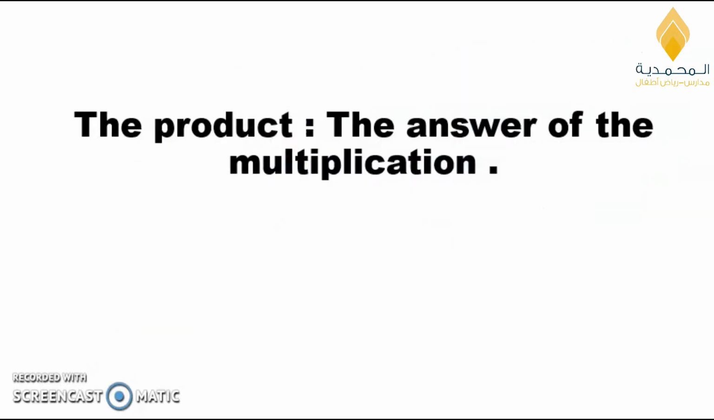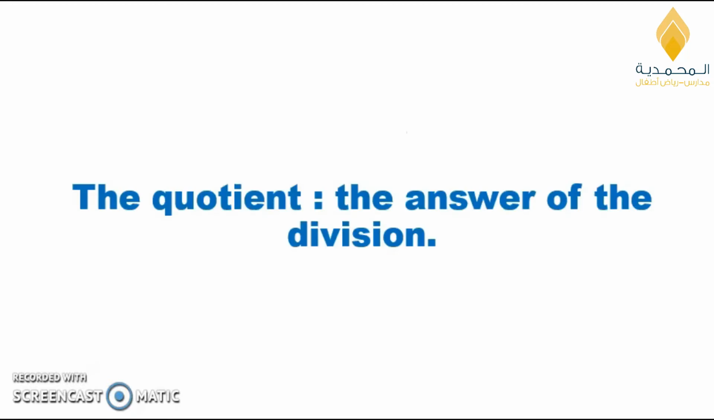Now we should learn new words. The first word is the product, which is the answer of the multiplication. Again, the product is the answer of the multiplication. The quotient is the answer of the division. The quotient, the answer of the division.